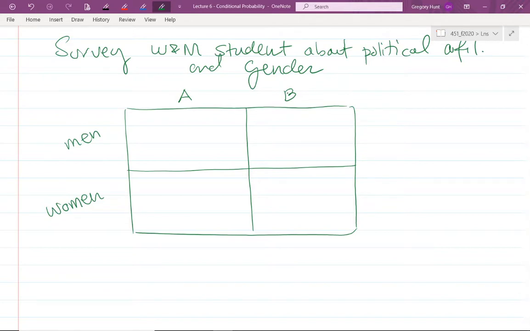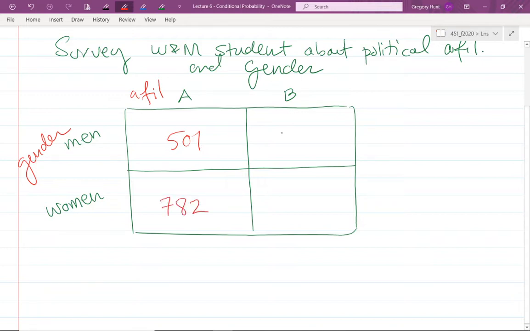Let's write affiliation and gender. And we can make up some numbers for our results. Maybe 501 men say they're part of party A, 782 women say they're part of party A, 238 men say they're in party B, and 123 women say they're in party B.